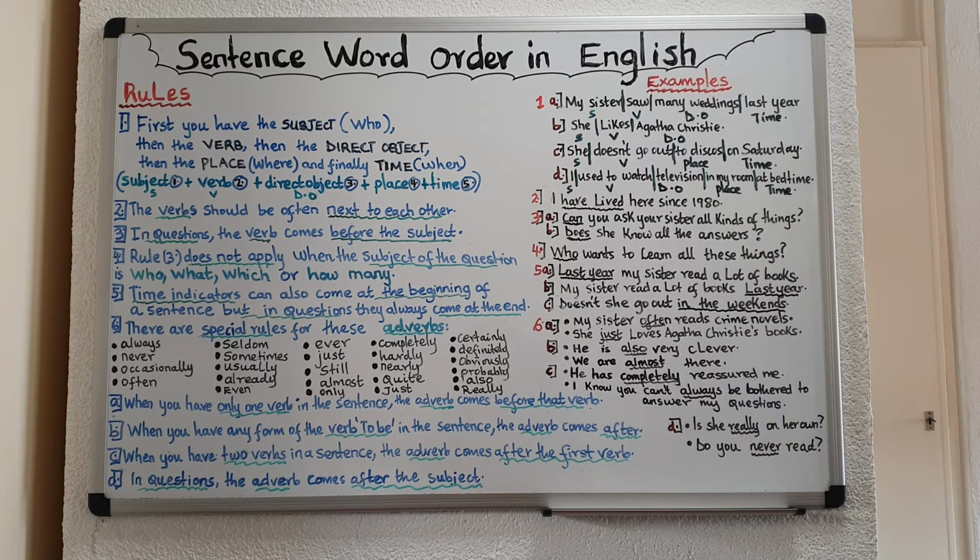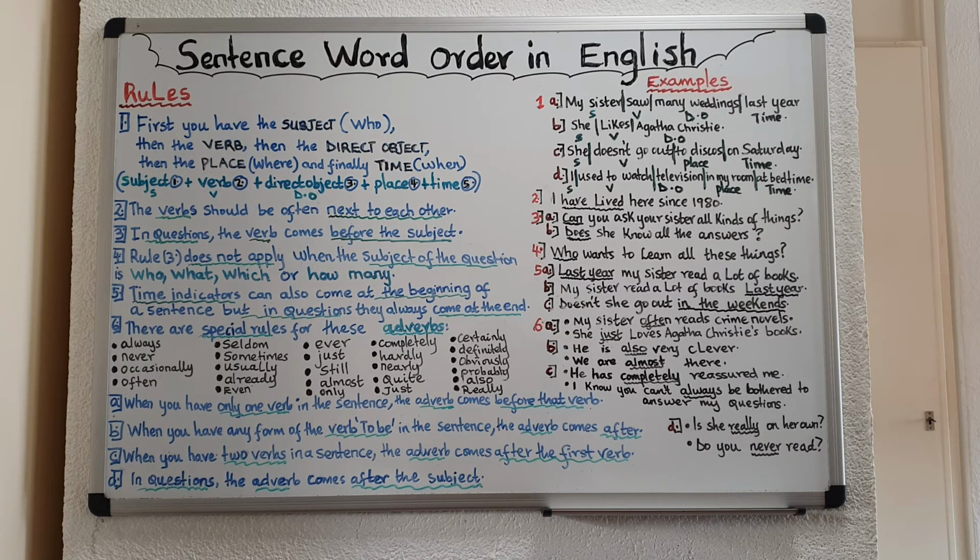And then look at example C. Doesn't she go out in the weekends? That should be a question, so there should be a question mark at the end. I'm sorry, I forgot to write that, okay? Doesn't she go out in the weekends? That's a question. So, in that question, time comes at the end. Remember the rule: in questions, time must always come at the end.